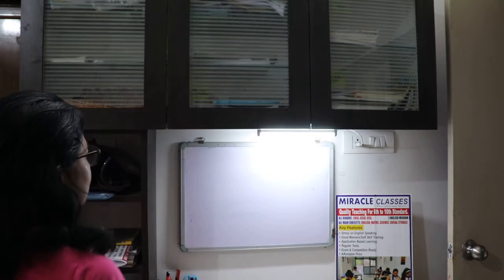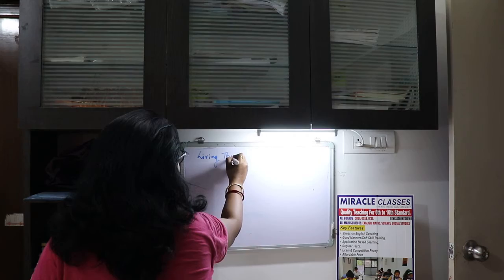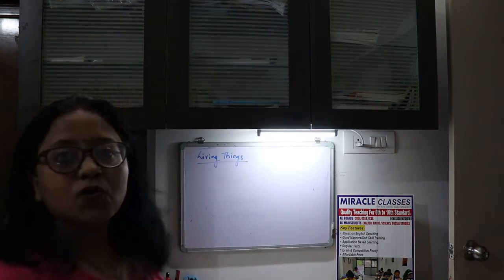So tell me, what are some of the differences between living beings and non-living beings? Let's write it down. As you tell me, I will be writing it down. Living things. Who are the living things? Can you tell me? It can be plants, it can be animals. Now how would you differentiate between a living thing such as me or a living thing such as you, and a non-living thing? So let's write that down.